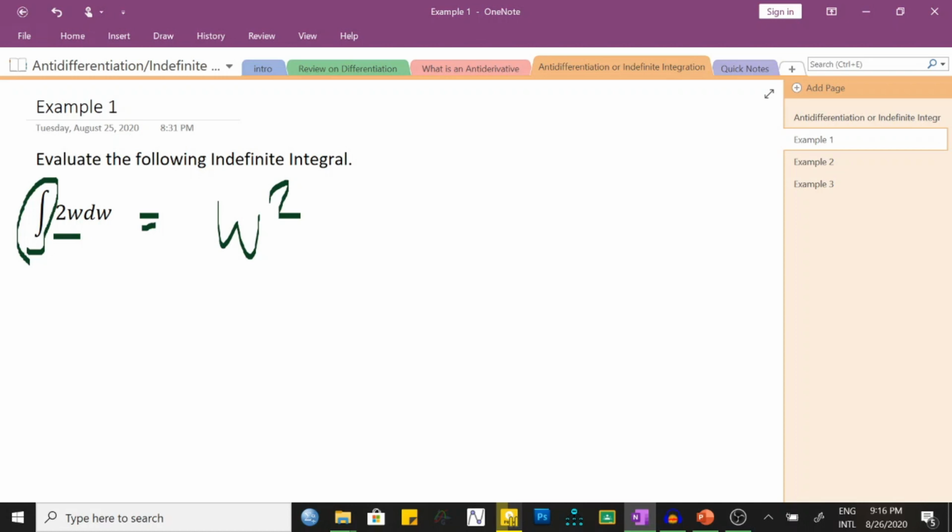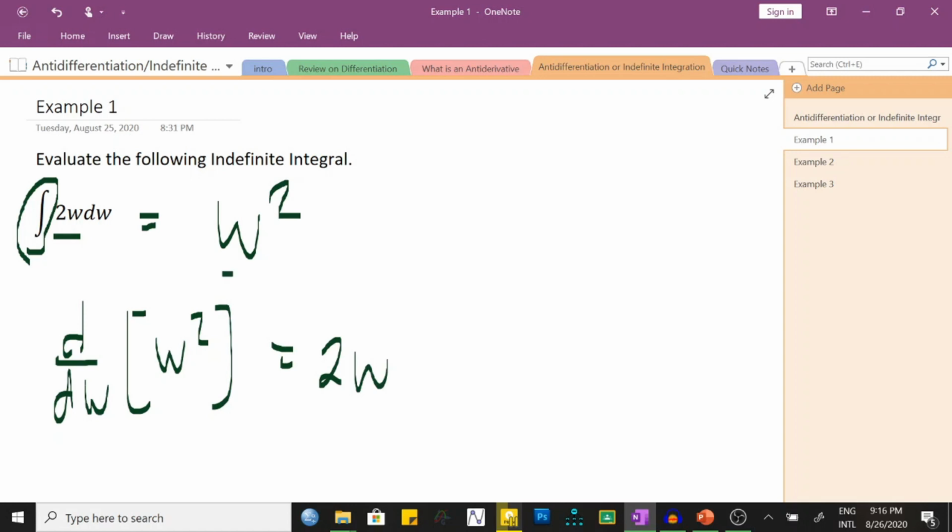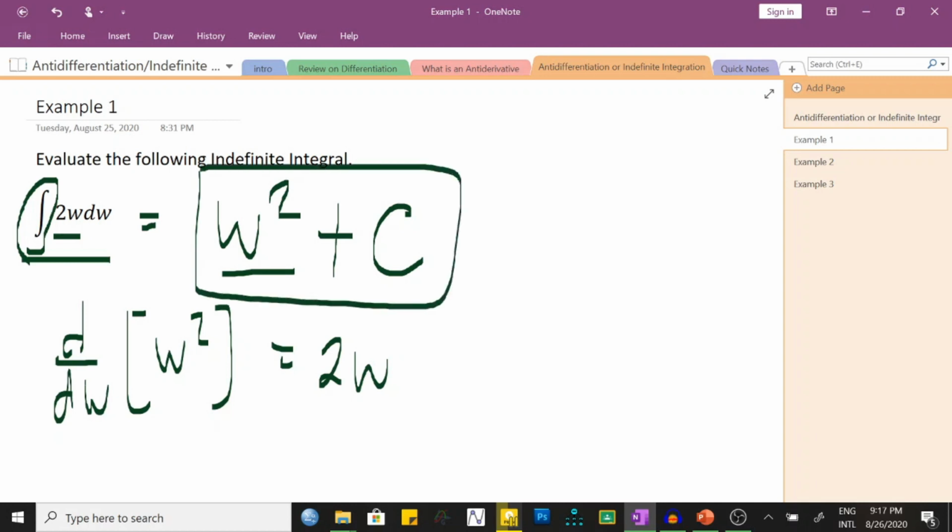If you differentiate w squared, it is 2w. So we are right. W squared is an antiderivative. But wait, w squared is a particular antiderivative. And again, this problem is not about looking for a particular antiderivative, but giving all antiderivatives. And that is done by adding plus c. This means that any function of the form w squared plus c is an antiderivative of 2w.